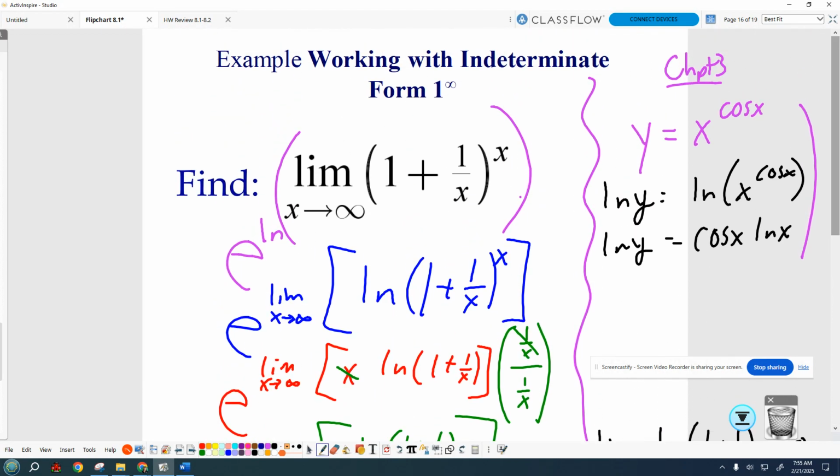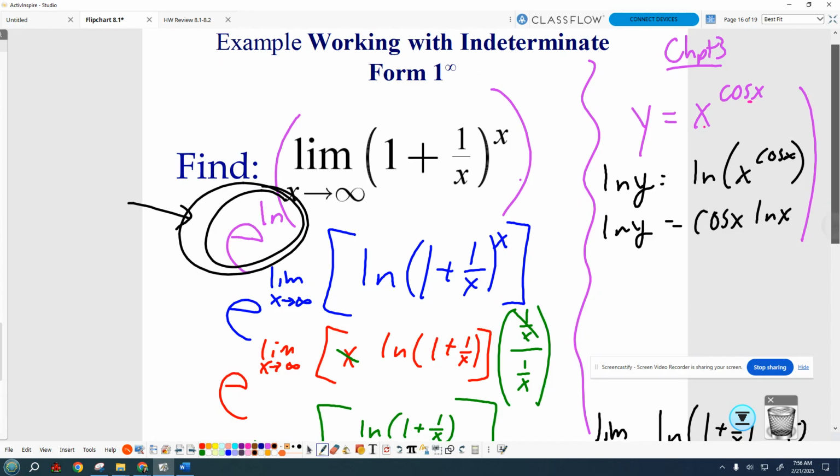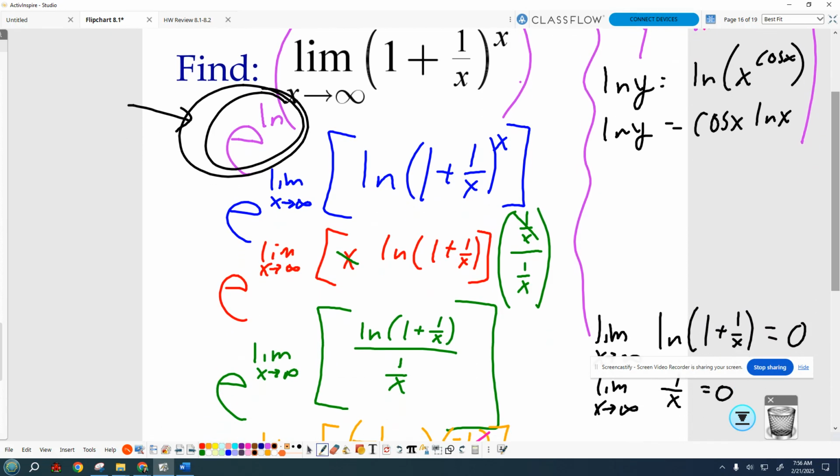So first, to tip you off to seeing that this is what's going on: here, it was a moving target to a moving target. This is the limit of a moving target to a moving target. So that right there is the hint. We need to do this e to the ln thing because, like Michael said, we need to be able to pull that exponent off. And then this becomes infinity times 0.